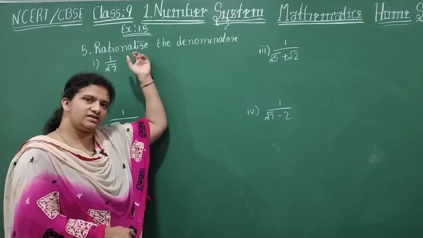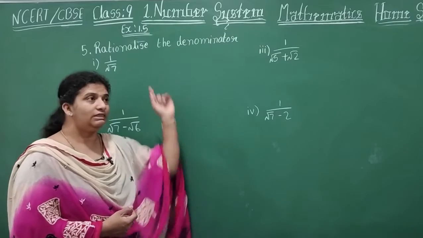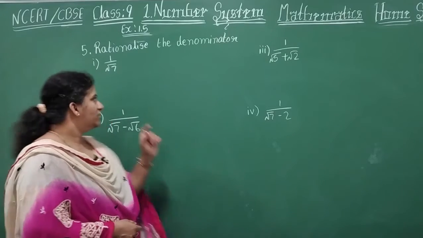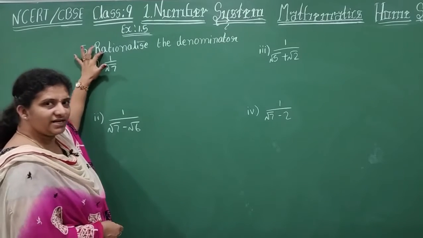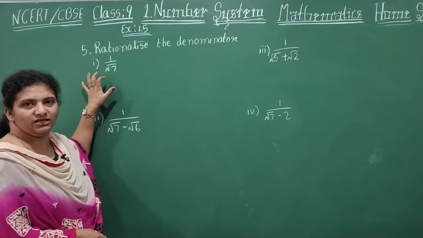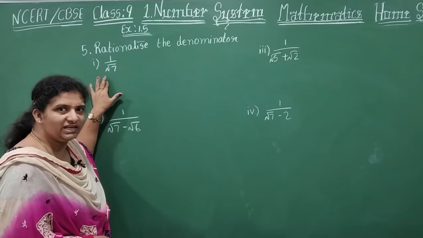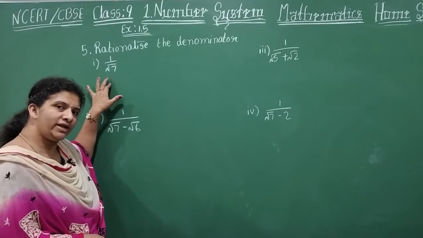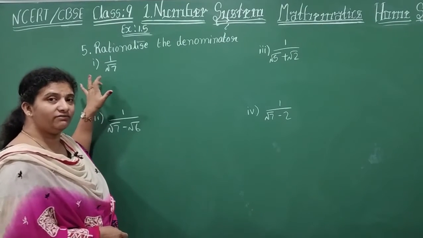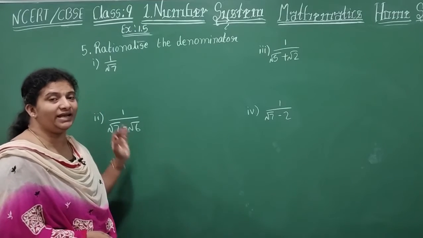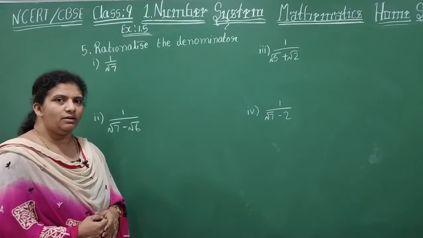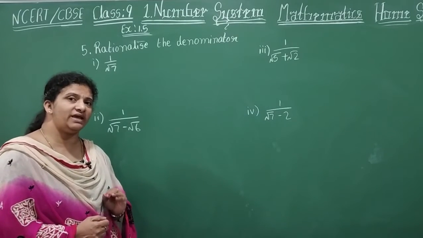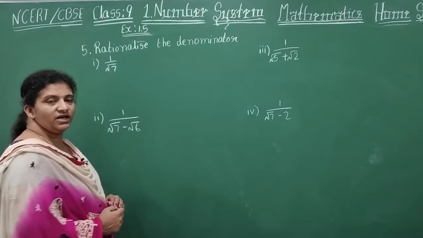Rationalize. What is this rationalize here? The denominator. So look here, denominator. Now what is this number here? It is irrational. So why do we need to rationalize? In order to convert the denominator into a rational number. The numerator may be anything, but your denominator must be rational. So observe here carefully.